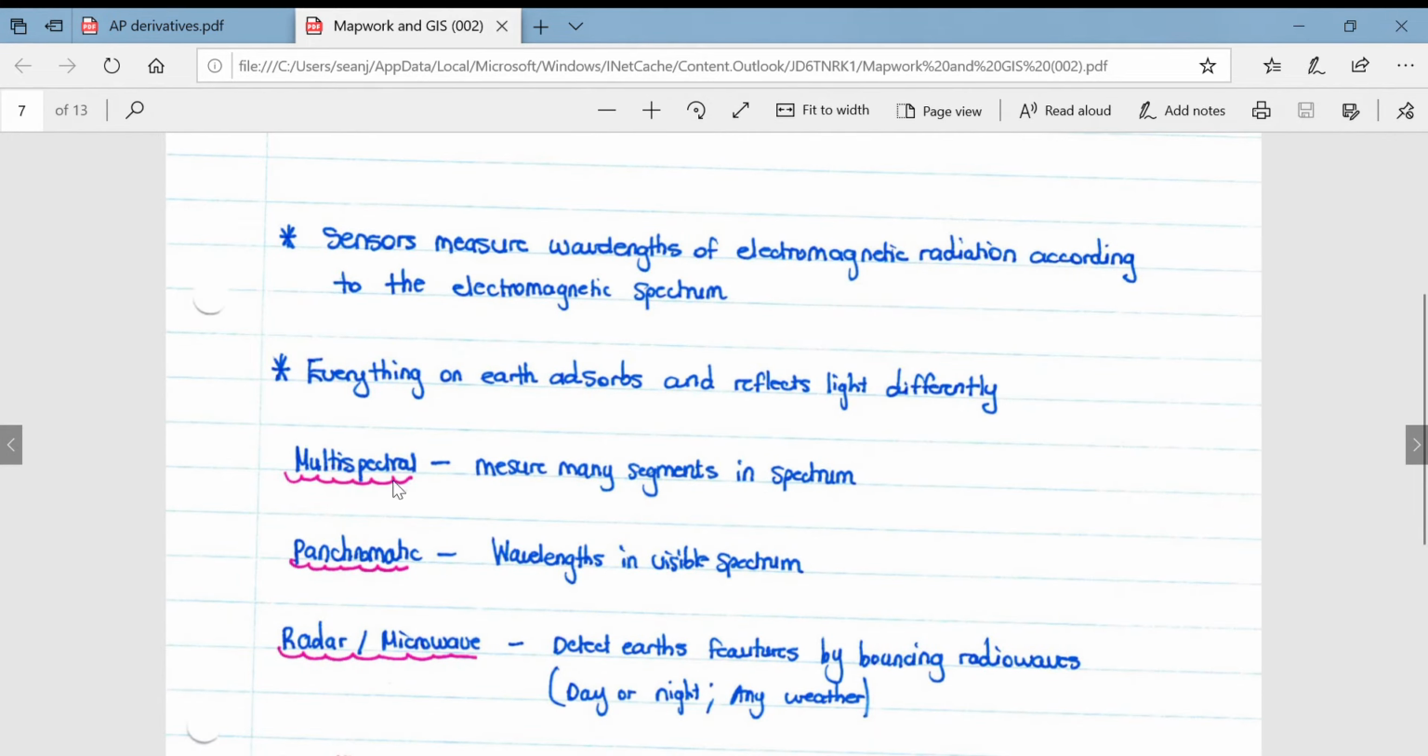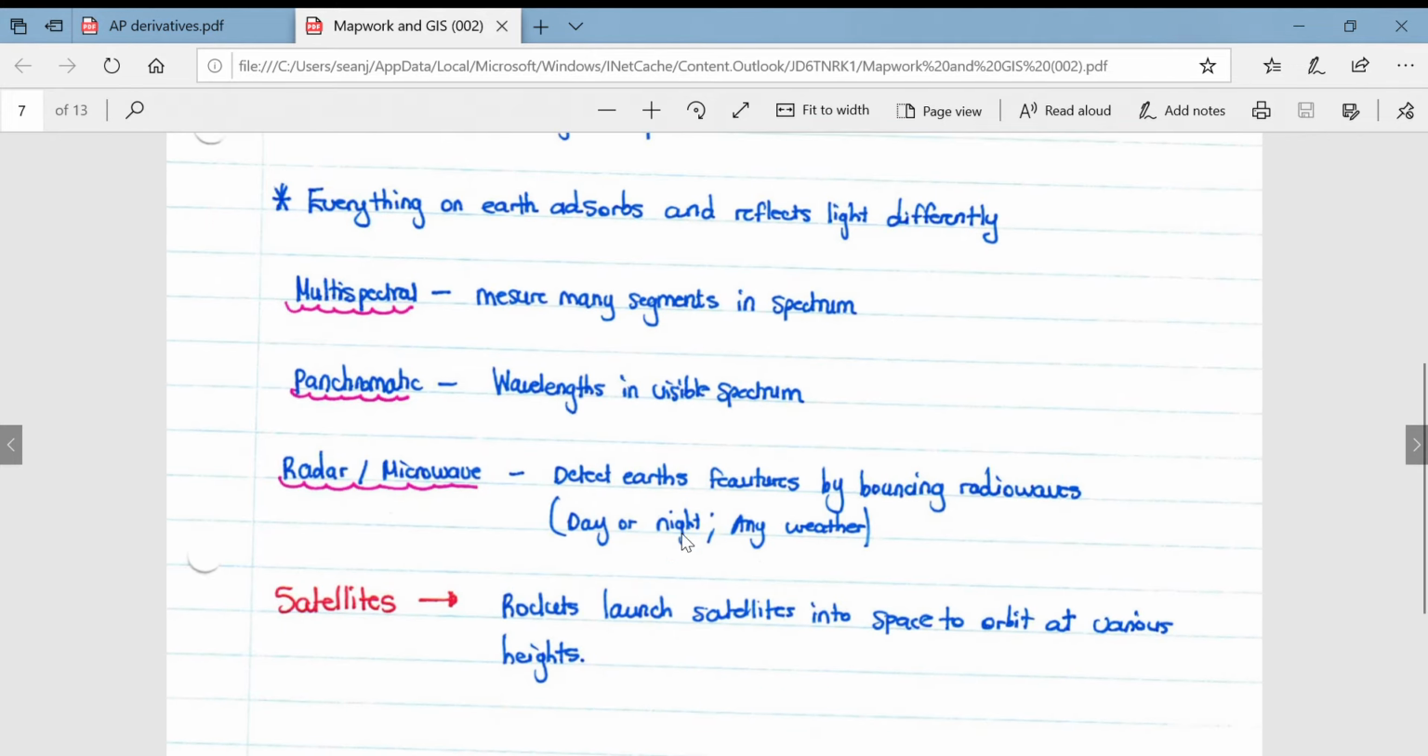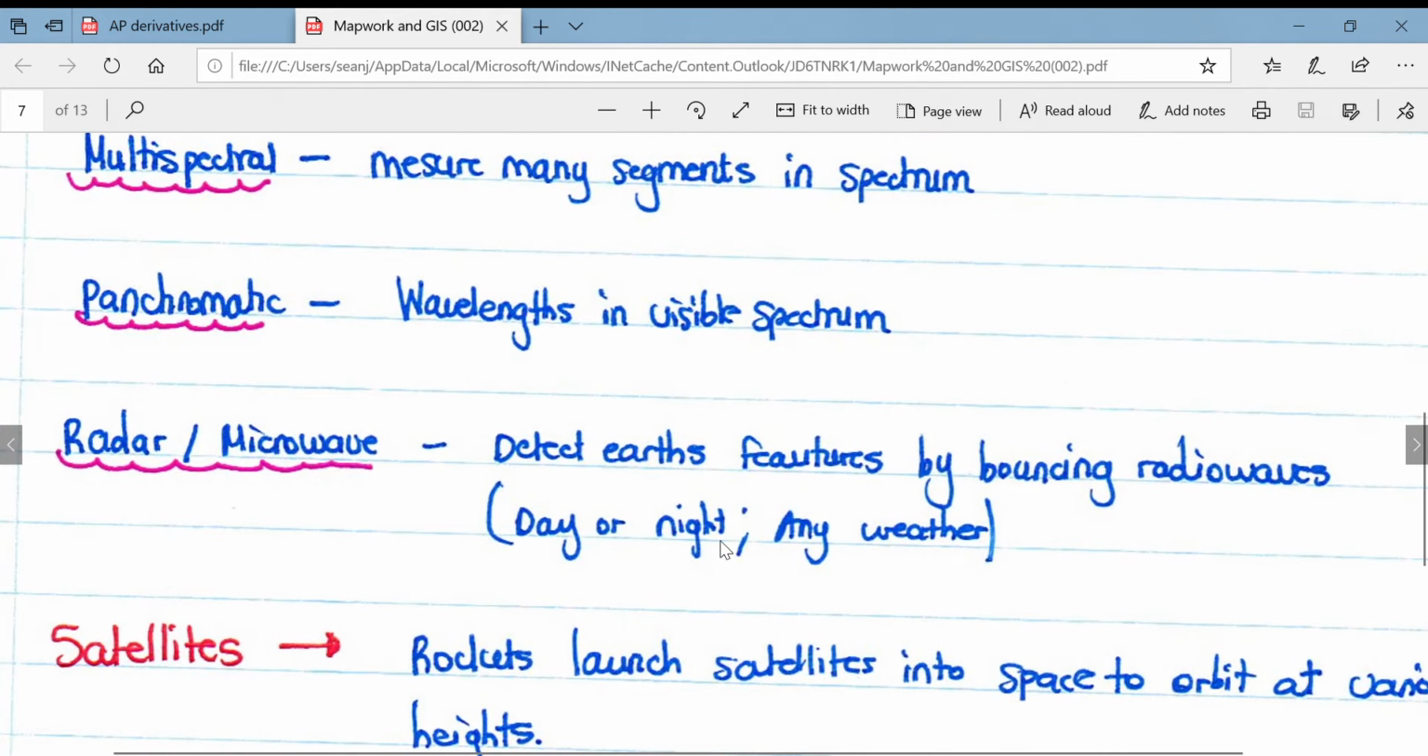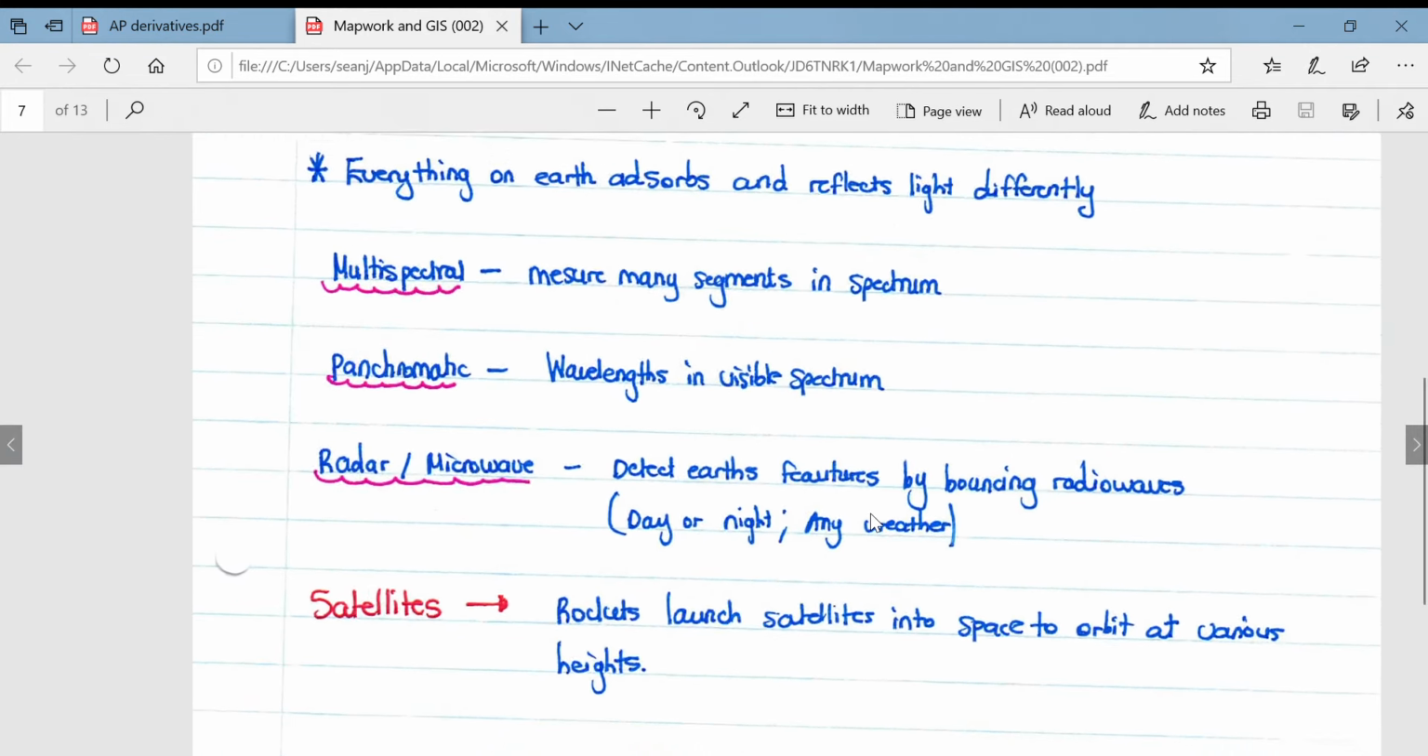multispectral, which measures many segments in the spectrum, panchromatic, which measures the wavelengths in the visible spectrum, radar or microwave, which detects Earth's features by bouncing radio waves off the features. This can occur at day or at night and when there is any weather.